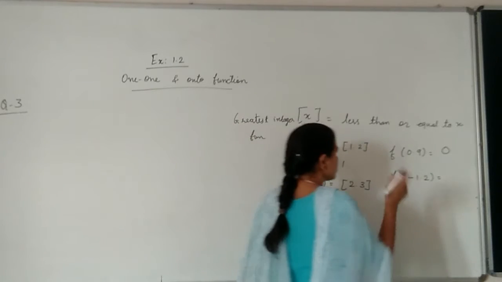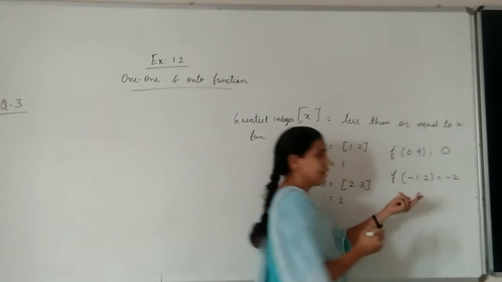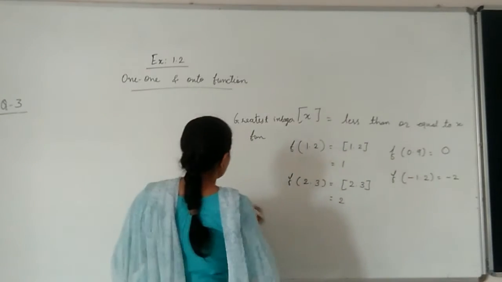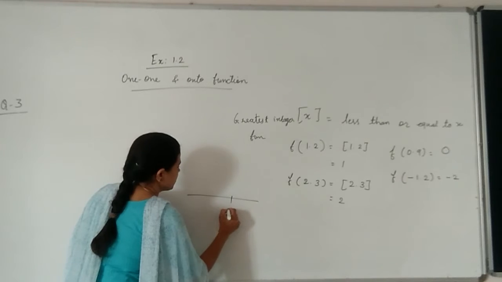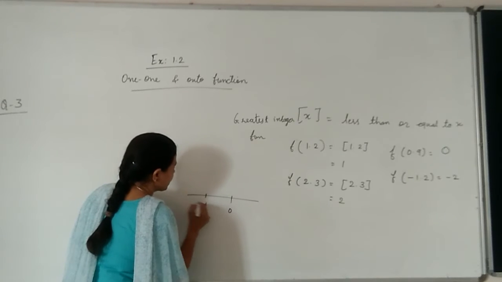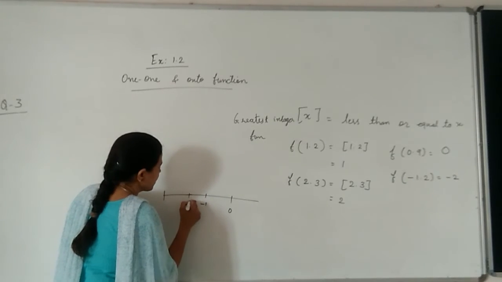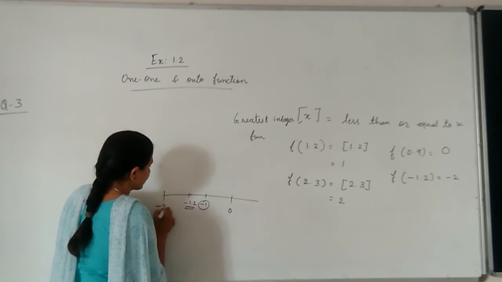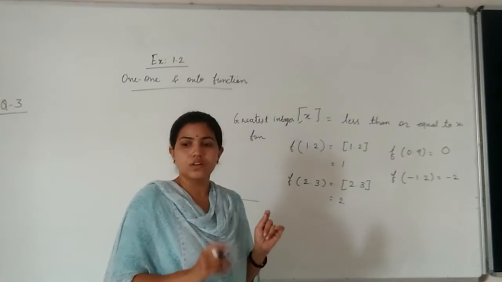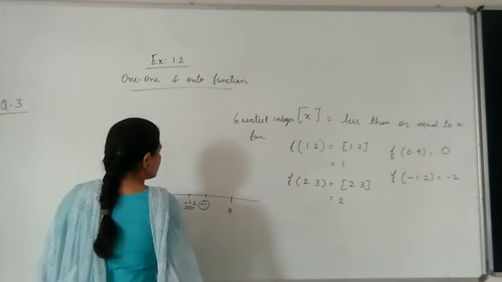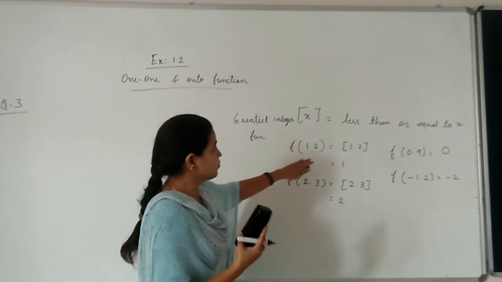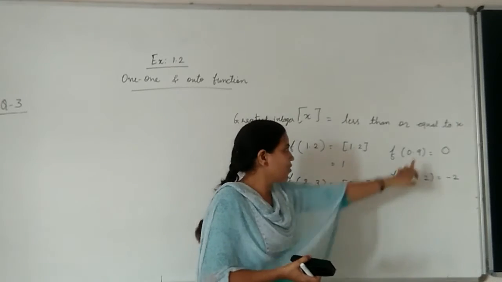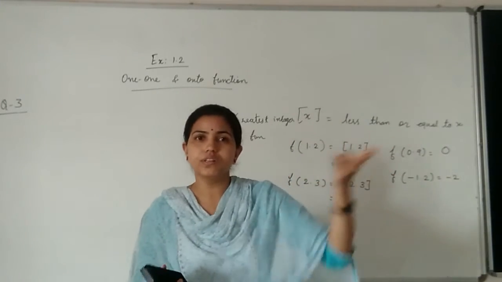No, there is a minus 2. Okay, minus 1.2, then it is a minus 2, because here 0, then here minus 1, then this is minus 1.2. So this value is greater. So minus 2 will be the answer. So now this is the greatest integer function. Here we can see that the greatest integer function always gives us an integer value.